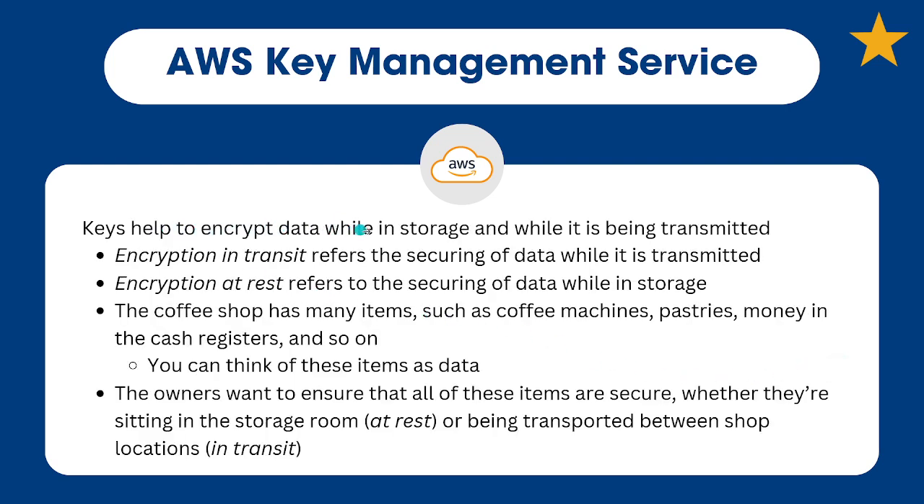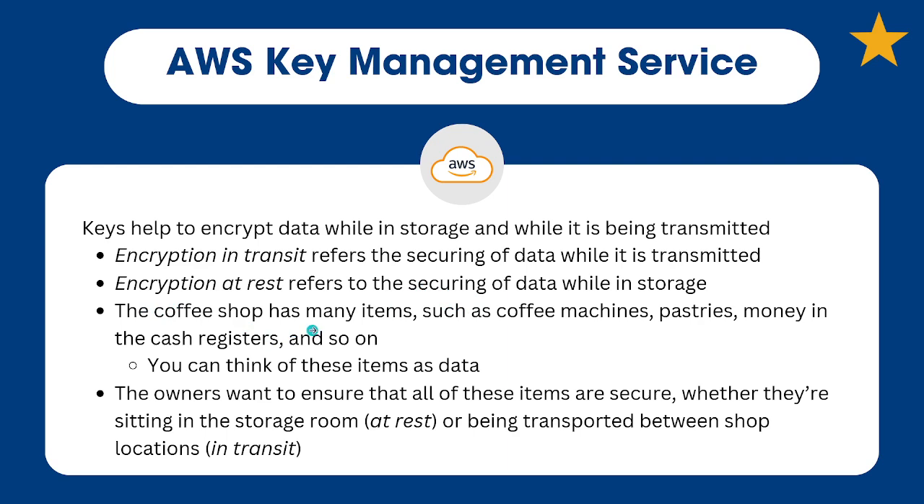Keys help to encrypt data while in storage. So that's S3, databases. They also help to encrypt data while it's being transmitted, maybe between EC2 instances or between your instance and your customers. Encryption in transit refers to the securing of data that's being transmitted, so it's being passed along in a network. And then encryption at rest is data that's actually just in storage, sitting in an S3 bucket, for example.